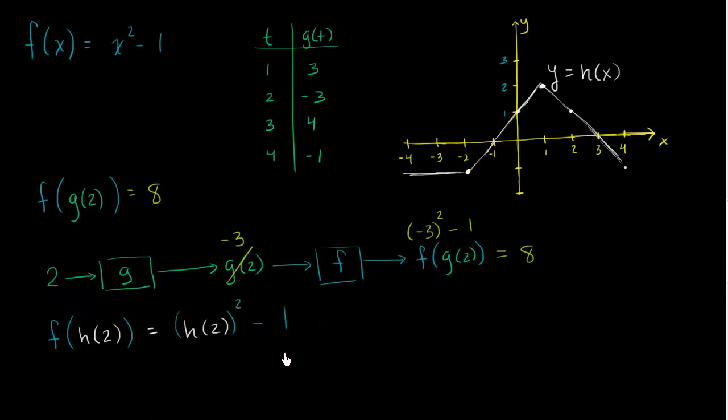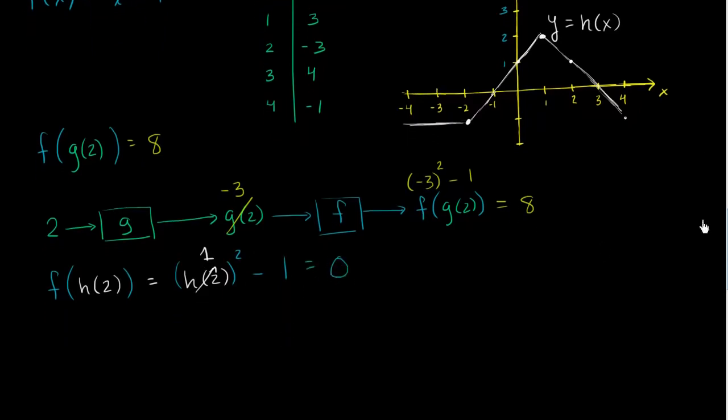Now, what is h of 2? When x is equal to 2, h of 2 is 1. So h of 2 is 1. Since h of 2 is equal to 1, this simplifies to 1 squared minus 1. Well, that's just going to be 1 minus 1, which is equal to 0.